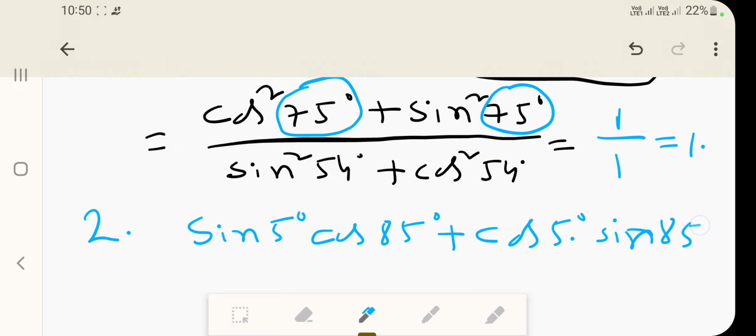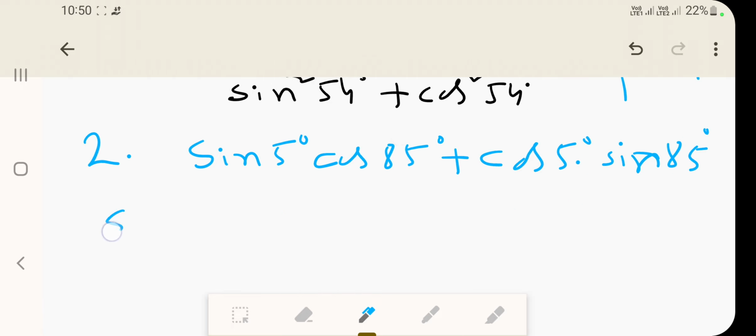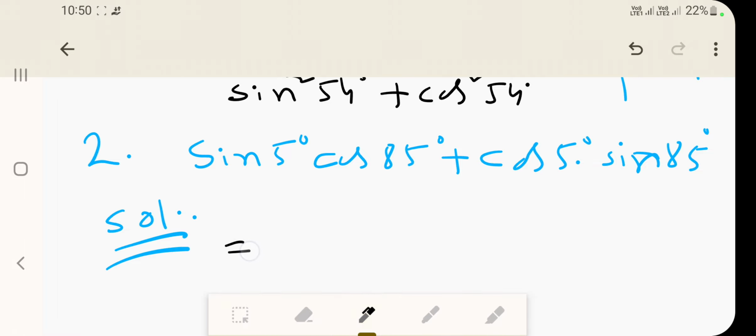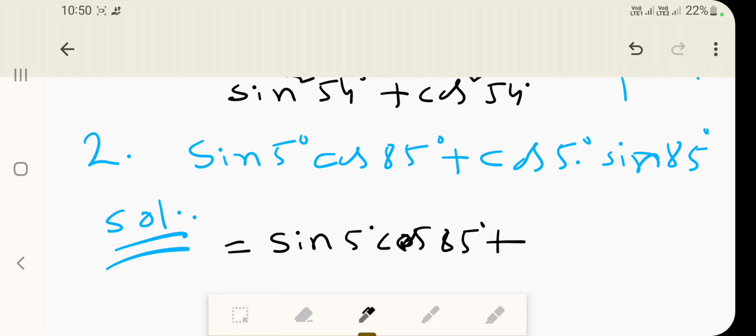Sine 85. Here they are asking to evaluate. Whenever they ask to evaluate, you have to find what is equal to this value. We'll write sine 5. Here if you observe sine 5 and cos 85, 5 plus 85 is going to be 90 degrees. That's how they give. Here we have cos 5 into sine 85. 5 plus 85, in this case also it is 90 degrees.